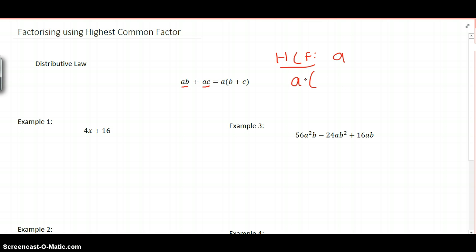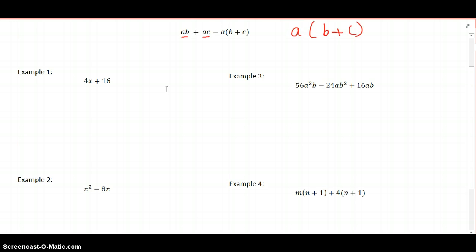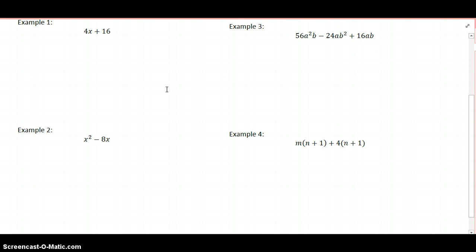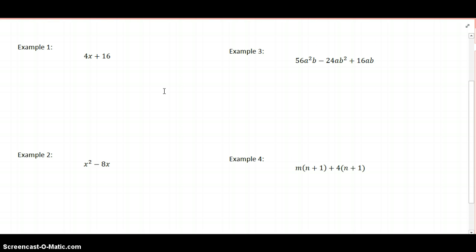And then we go back to our original expression and go, what's AB divided by A? So if I divide AB by A, what's going to be left? B. And if I divide AC by A, what's going to be left? Well, there's going to be a C left. So the key thing here is that when we're expanding, we need to associate that with multiplying, and when we're factorizing, it's most likely going to be a division when we find the highest common factor. So let's look at the first example.